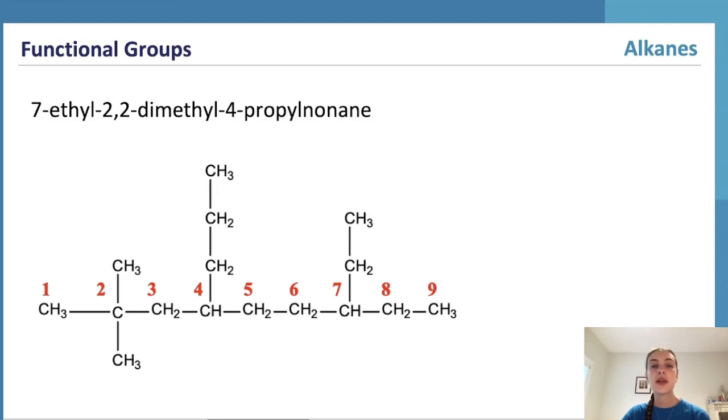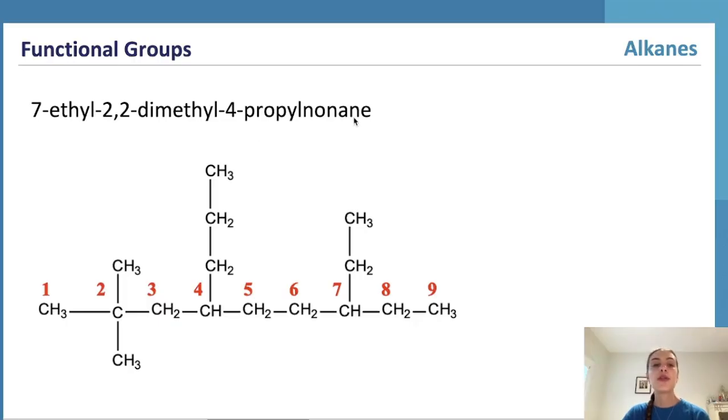So the next one we're going to look at looks very, very complex when you first look at it, but when you break down the naming of this one, it's actually a lot simpler than it first appears to be. What we can see here is a molecule which is named as 7-ethyl 2,2-dimethyl 4-propylnonane.